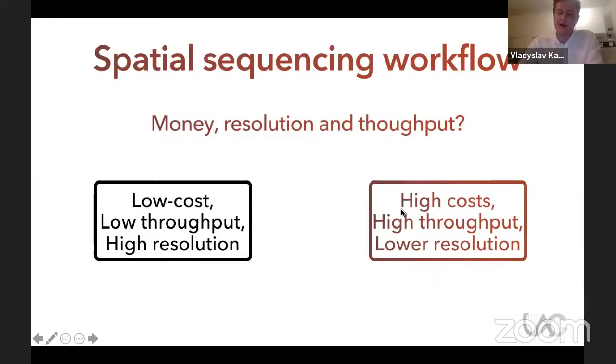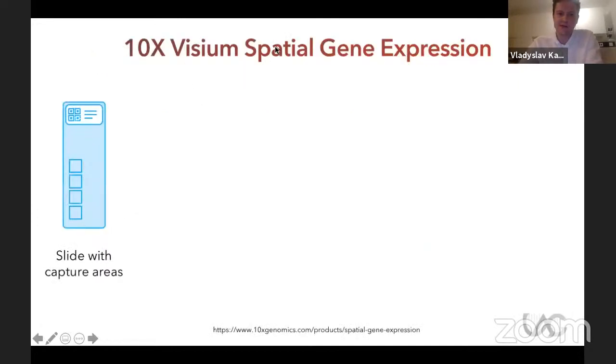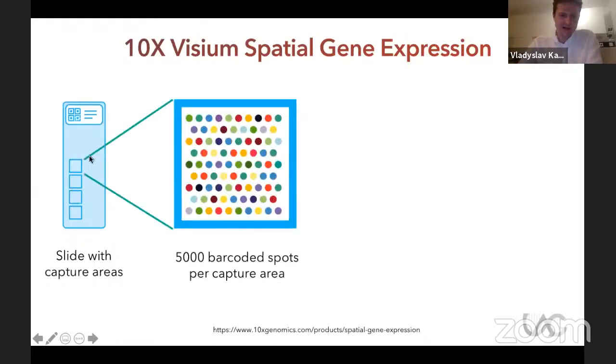So when we come to the next topic, what happens if we have high costs, if we want to have a high throughput, a lot of information gained, but we can deal with a lower resolution? There are some commercial products available, for example, the 10x Visium spatial gene expression products. So how does it work? These commercial products work in this way that you have special slides with capture areas in them. In each of the capture areas, you can put a slice of your tissue. And when we look inside the capture areas, you would see that each capture area is barcoded with 5,000 barcoded spots.